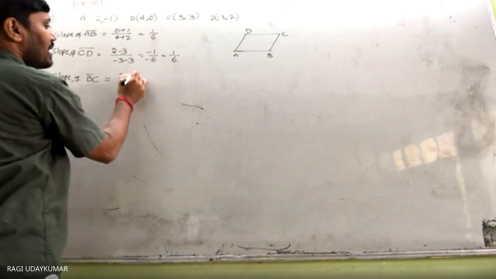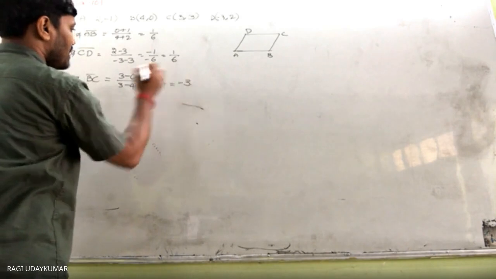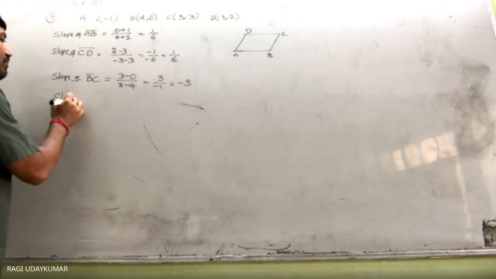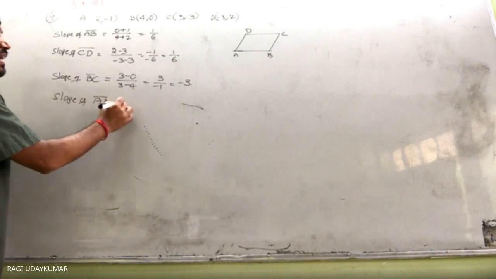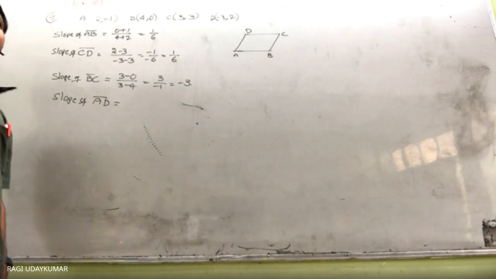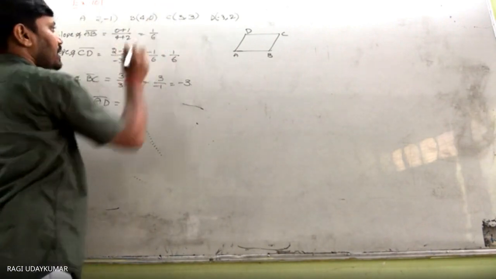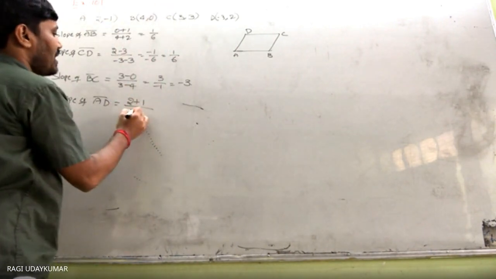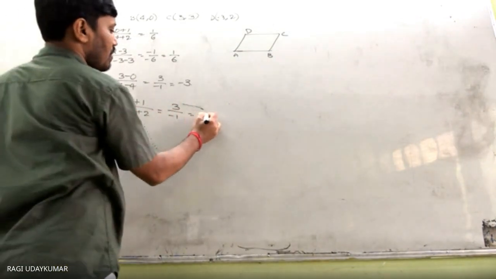Slope of BC: 3 - 0 by 3 - 4, 3 by -1, which is equal to -3. Slope of AD, or DA, both are the same. If you write the AD slope or the DA slope, the same comes, since it is the same line. For A and D: 2 + 1 by -3 + 2, so 3 by -1, which is equal to -3.